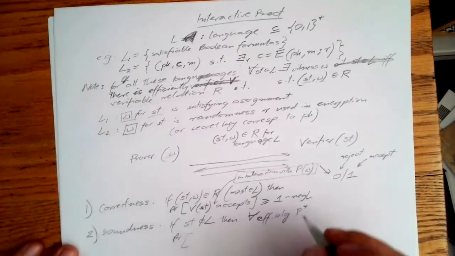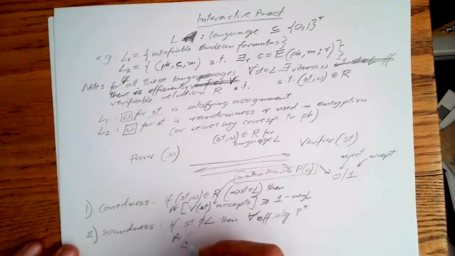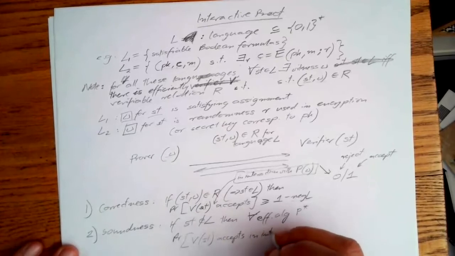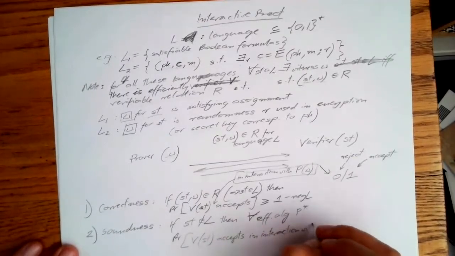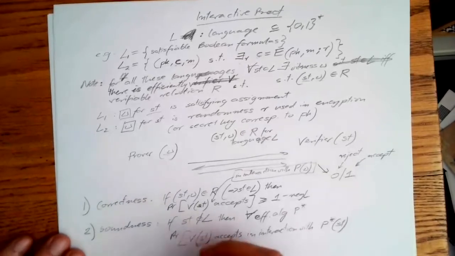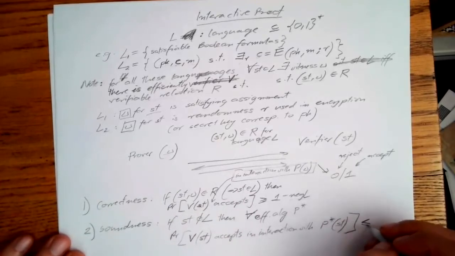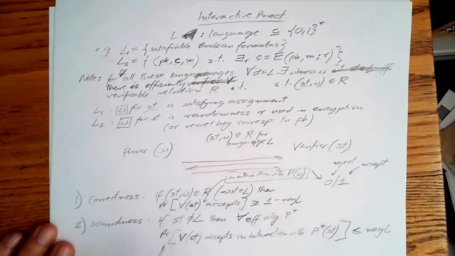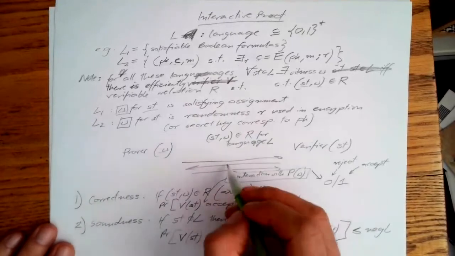But in the case of soundness, we let the verifier talk on input statement. So we are looking at what's the probability that he accepts in interaction with P star, who, for example, knows the statement as well. It's the wrong statement, but without loss of generality, he knows it. And we want this to be at most negligible, right?